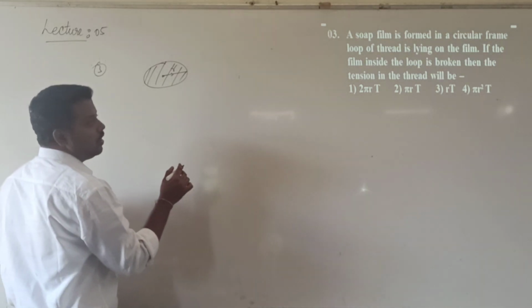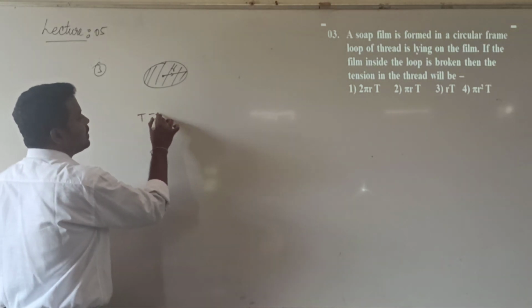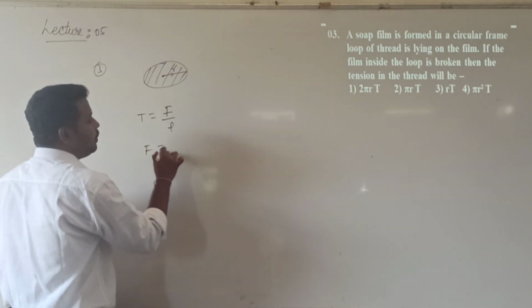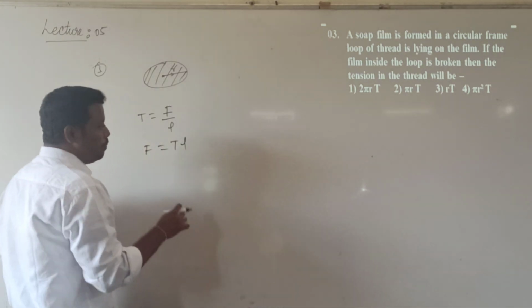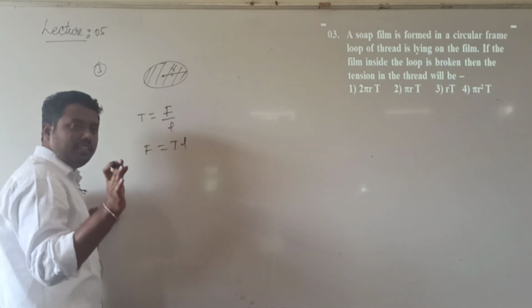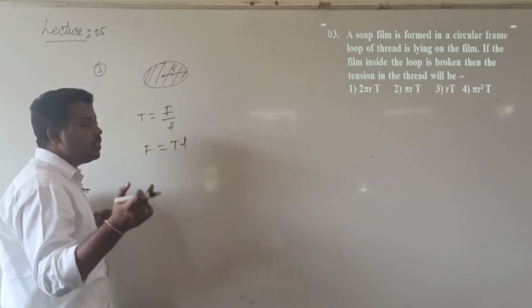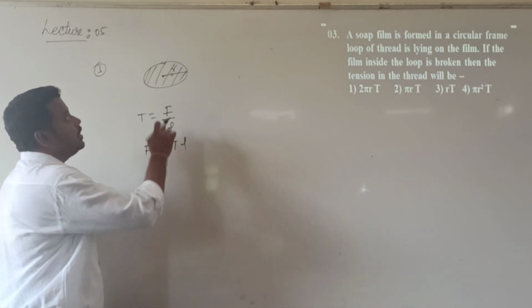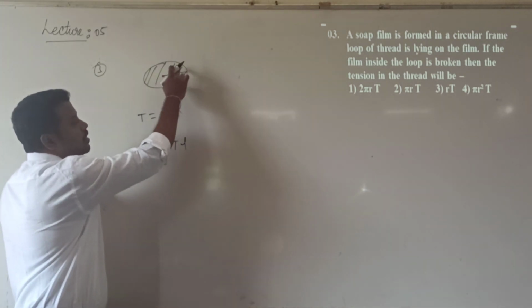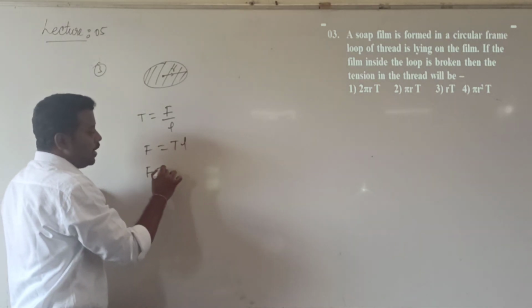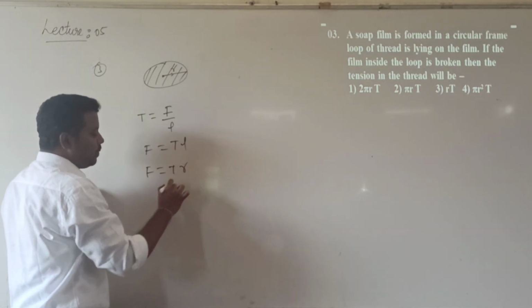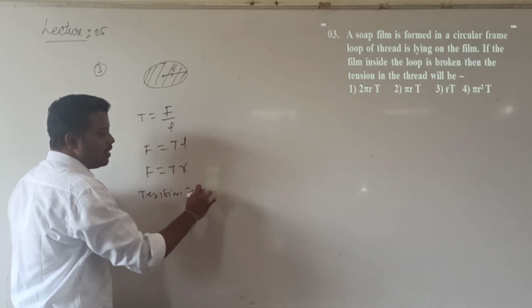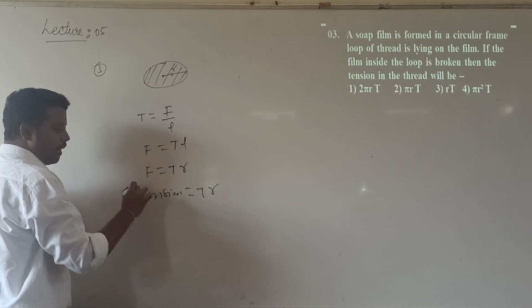So tension value they are asking us to calculate because of the force applied. So what is the formula? Force due to surface tension. Surface tension formula T is equal to F by L. Then F value will be given by T into L. But here remember, T is not the tension, T is the surface tension. So F value is equal to T into L. This force is acting along the radius. So what is the radius value? R. So F value will be equal to T into R. This is the value of tension in the string. The tension in the string is given by T into R.